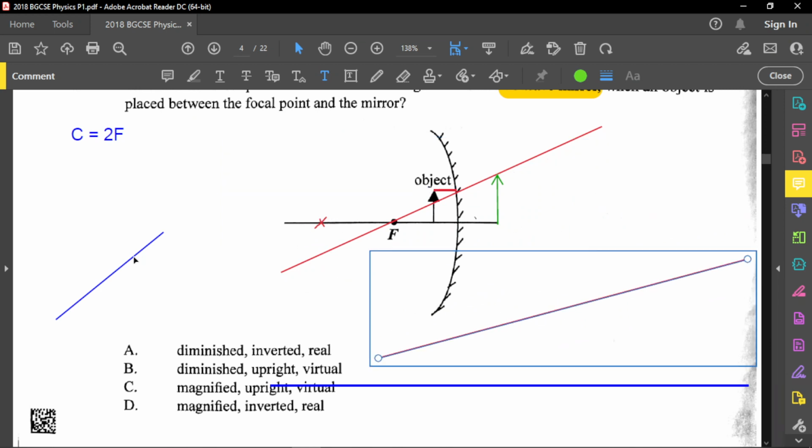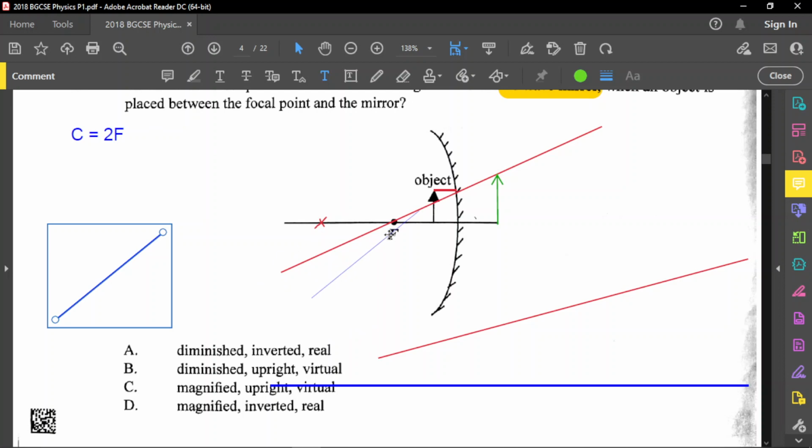So the other method I could use is to take this line here. I'm going to keep this in blue, so I'm going to go through. What I'm going to take this now is to take it through F, and on top of the object as well. So it's going to be through F on top of the object and touching the mirror, just like that.